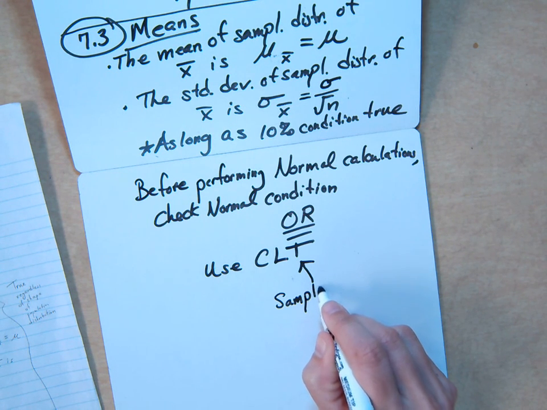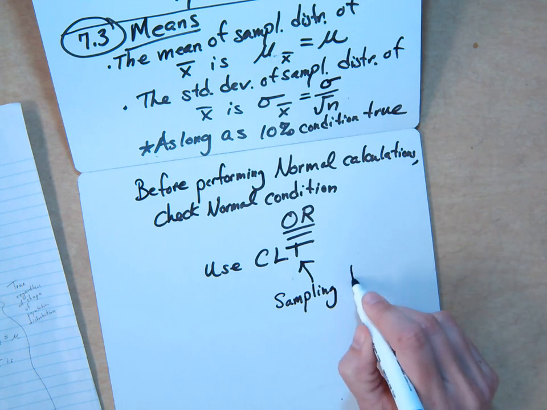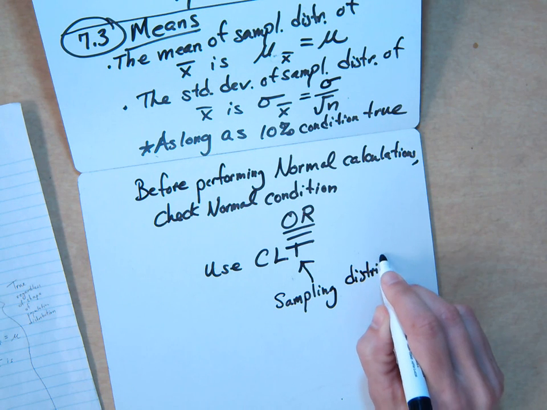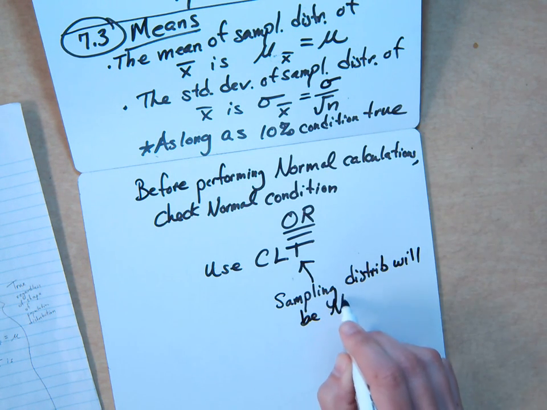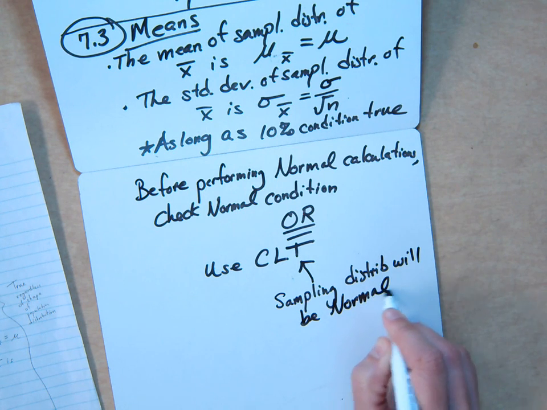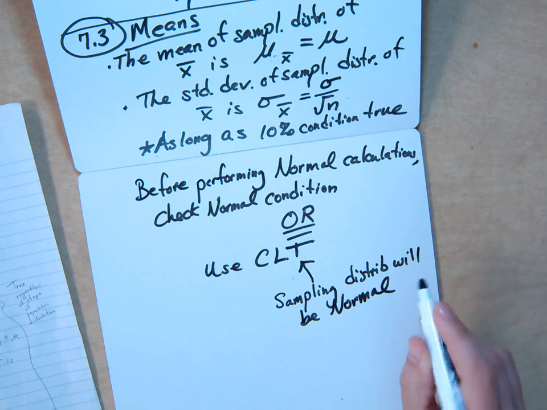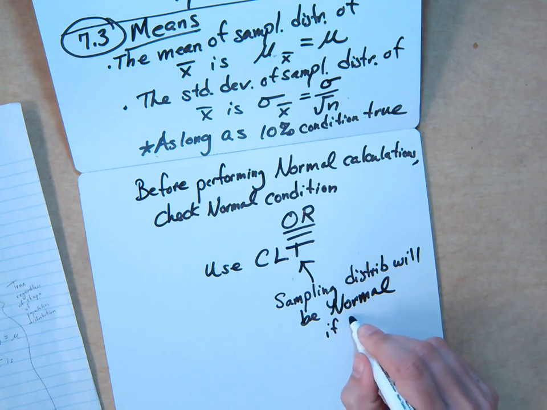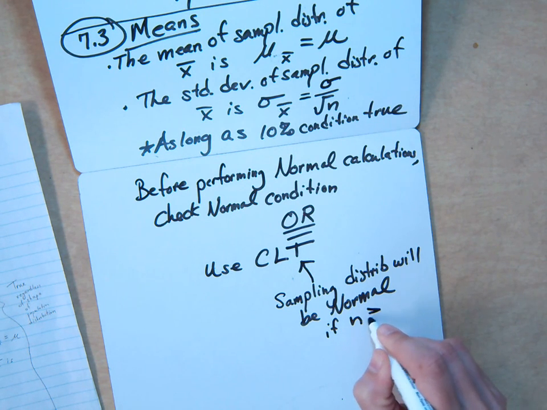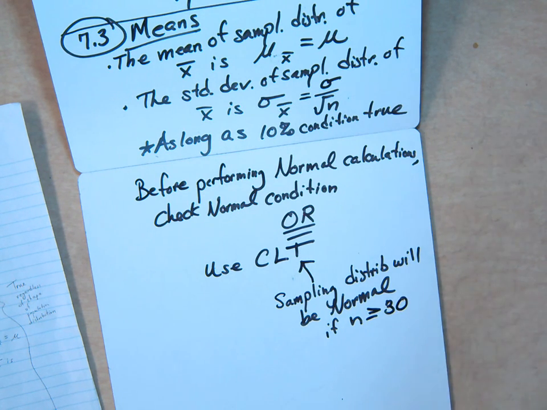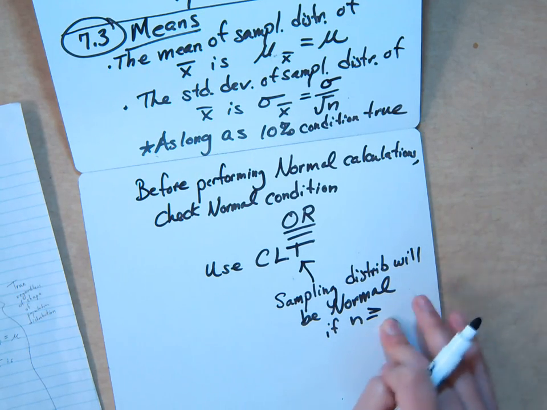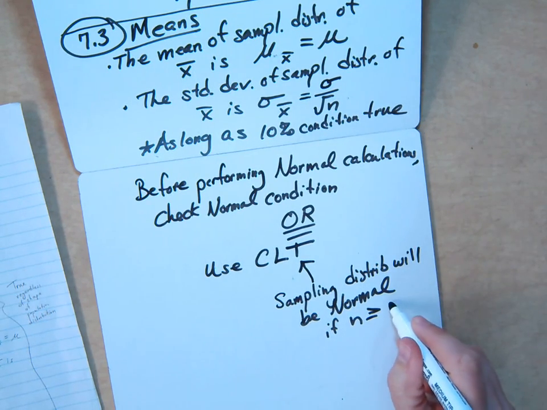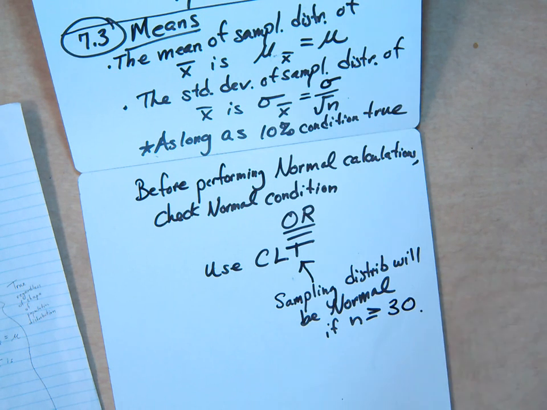But the sampling distribution will be normal regardless of the population distribution. Sampling distribution will be normal if sample size n is greater than or equal to 30. And that's just for means. So that should be everything you need for chapter 7. Formulas and conditions all together.